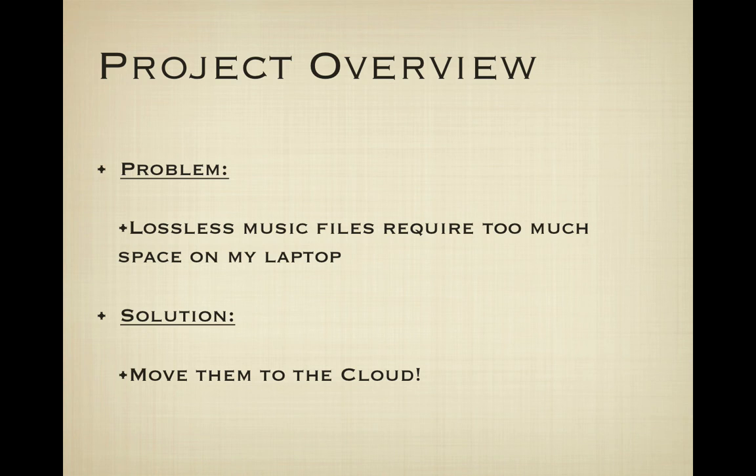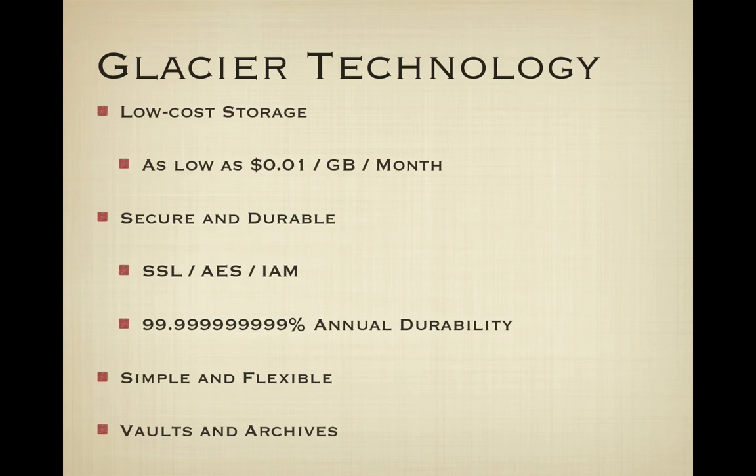So I began looking into the Glacier technology. Glacier itself is a low-cost storage solution. It's very cost competitive. It's as low as 1 cent per gigabyte per month. It's a secure and durable solution. We use technologies such as secure socket layers to transfer to and from Amazon services. We use advanced encryption standard for the actual storage of the files so that we know that the files are protected. And we also have access to Amazon's identity and access management solution, so we can control who actually has access to these files. Amazon quotes a 99 and 99's annual durability.